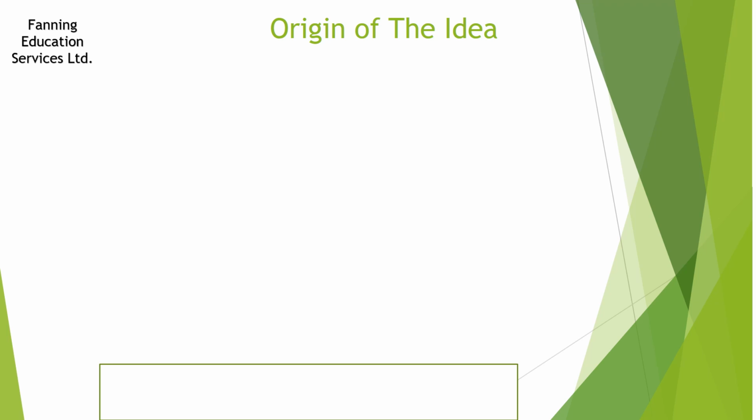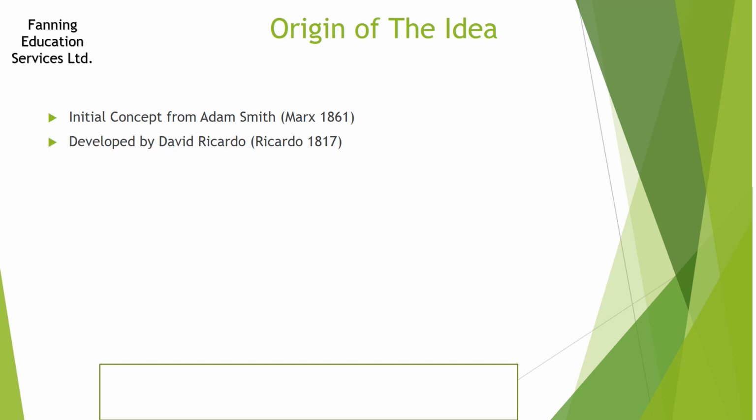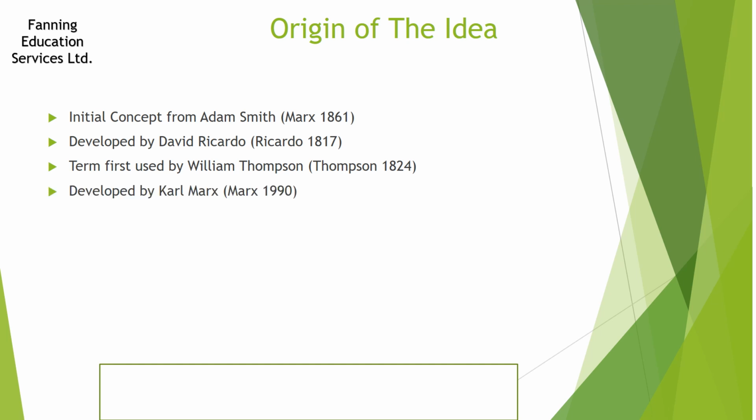So, going back to the origins, the initial concept of surplus value actually comes from Adam Smith. It's often associated with Karl Marx, but Karl Marx wrote about it himself, referring back to the work of Adam Smith, which in turn had been developed by David Ricardo around 1817. The actual term surplus value was first used by the British economist William Thompson, writing in 1824. But the most famous, most modern concept we have today was developed by Karl Marx in his theory of surplus value, and also in his book Das Kapital, his major three-part exploration of the nature of capitalism.